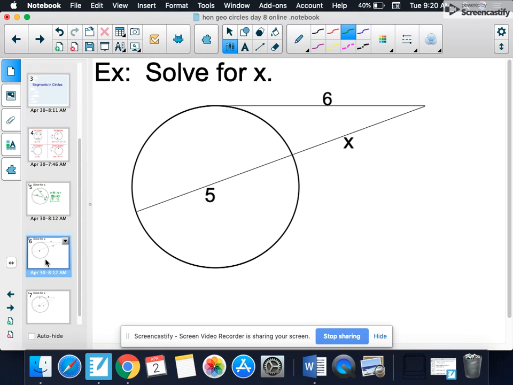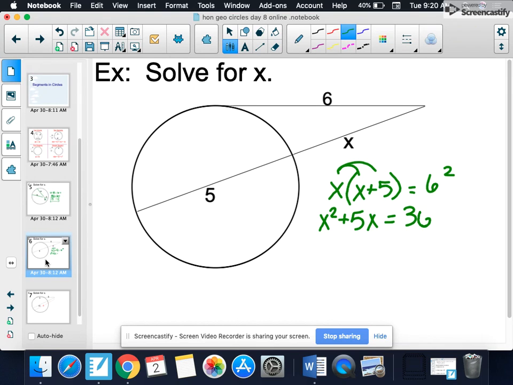Our next example here, we're going to have a secant and a tangent, so we're going to use that theorem there. So I'm going to take x times x plus 5, and that's going to equal 6 squared. Then I'm going to distribute that x through, so I'm going to get x squared plus 5x equals 36. And then I'm going to subtract 36 over. So I get x squared plus 5x minus 36 equals 0.